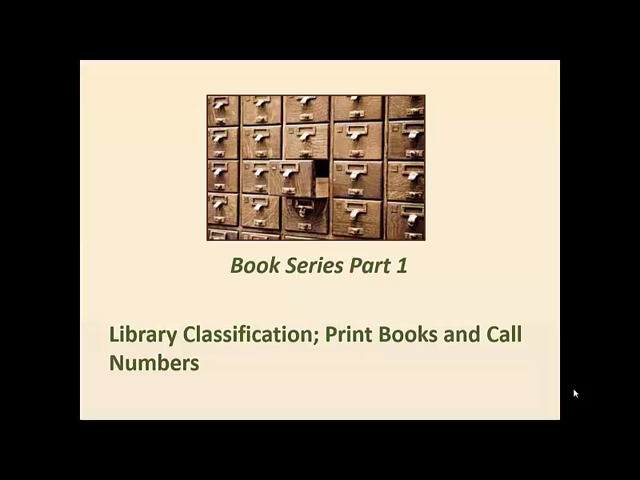Hi everyone, this is Book Series Part 1, in which we look at library classification, print books, and call numbers. Before we move on, take a look at the picture that has that piece of furniture with the wooden drawers. That's an old card catalog. It's what we used before we had online catalogs or other online tools to help us find library resources.